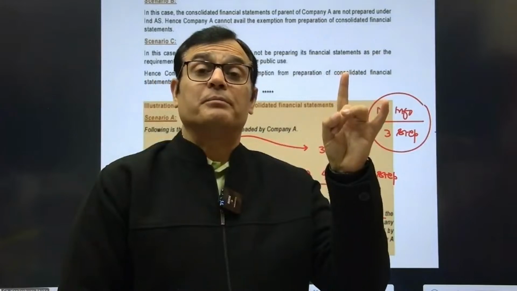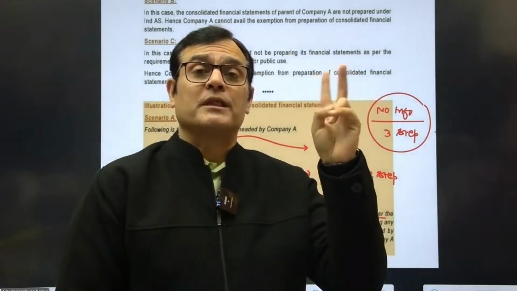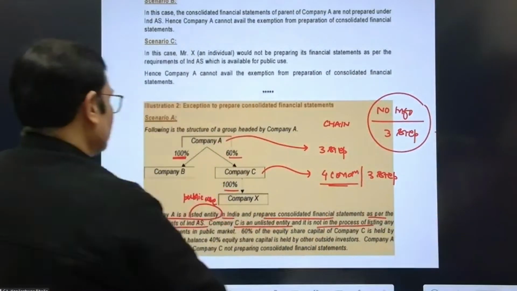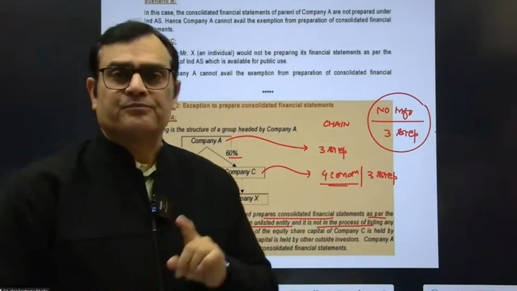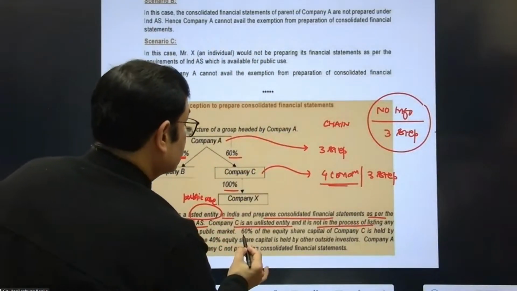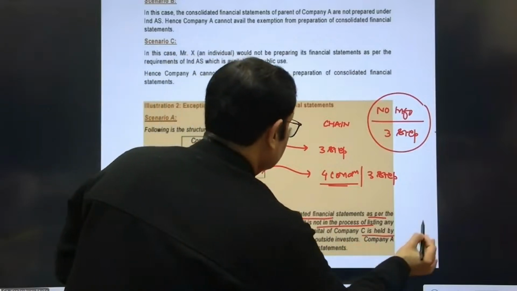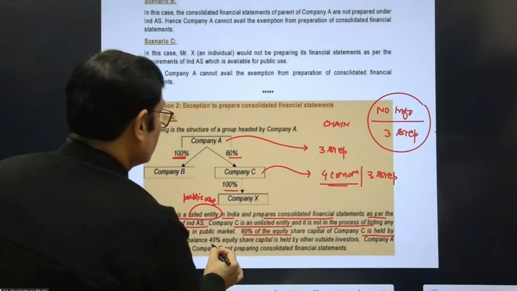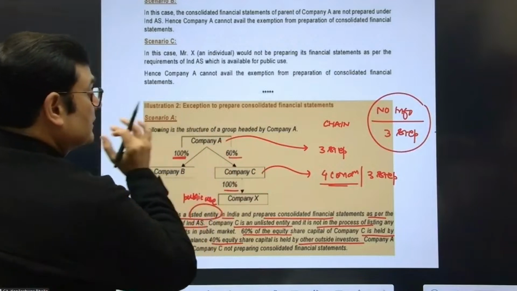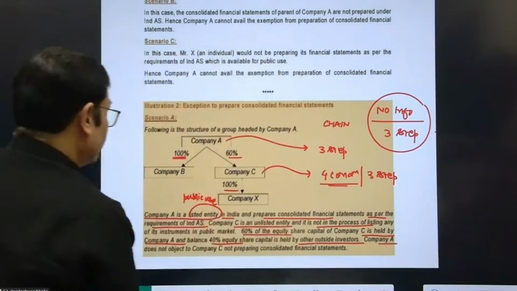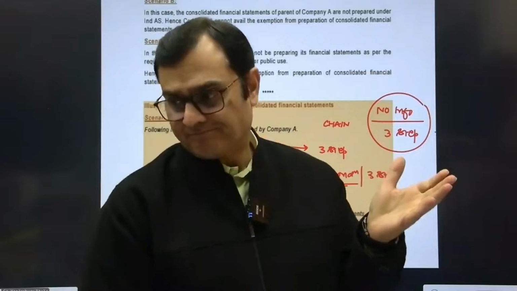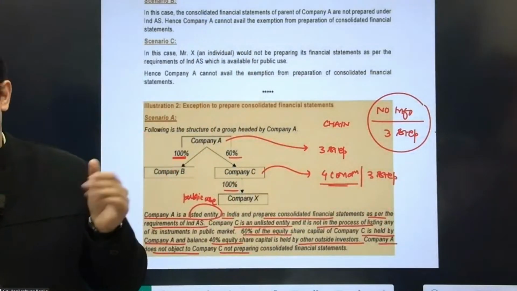The company, which is the top company in the chain, is making public use financials based on the requirements of Ind AS. Company C is an unlisted company and not in the process of listing as well. So I think another 2 conditions are met. It is neither listed nor in the process of listing. 3 conditions met. And then it says 60% of the equity share capital of company C is held by company A and the balance 40% is held by outside investors. 60% is with A and 40% is with others, and company A does not object to company C not making financials. Are all the conditions met? You tell me. Do you think all the conditions in this case are met?